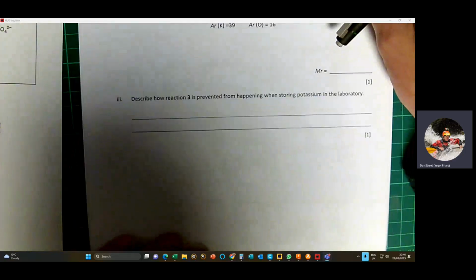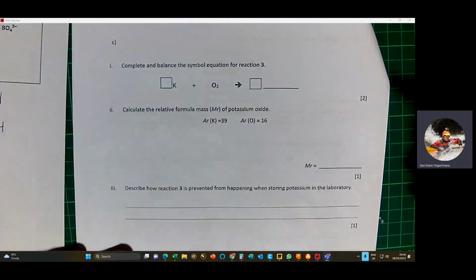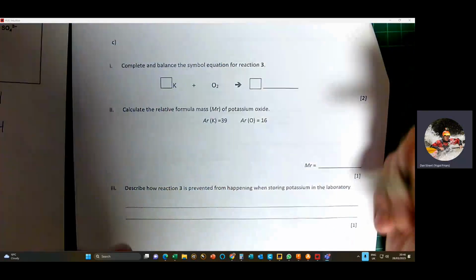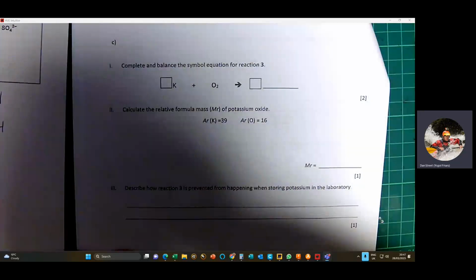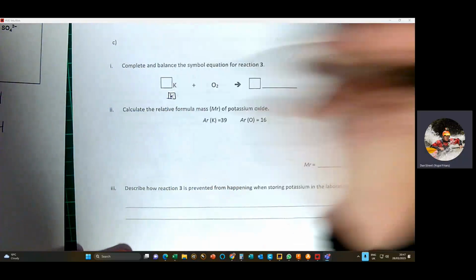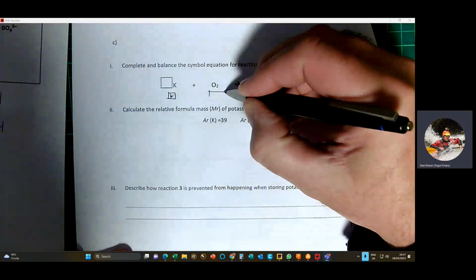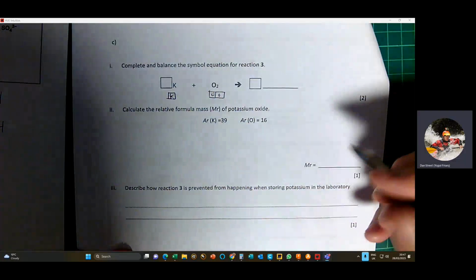Final part of question 3, that's C. Again, balancing equations. So if we use our box method to start with, but we will need to work out the formula for potassium oxide. So we've got some potassiums, we've got O2, and then we don't know what we're going to write here.